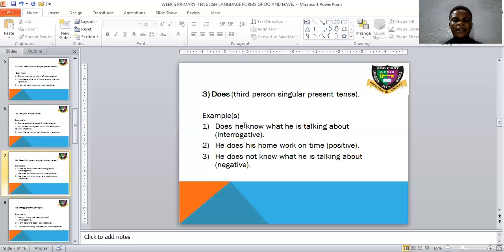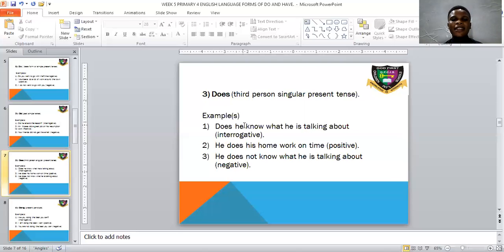Now look at the third sentence here. We are having, he does not know what he is talking about. Probably you are telling your sister, Linda, Larry does not know what he is talking about. Larry is the third person singular. Linda is the second person, while you are the first person. So now you walk up to Linda to tell Linda, he does not know what he is talking about.